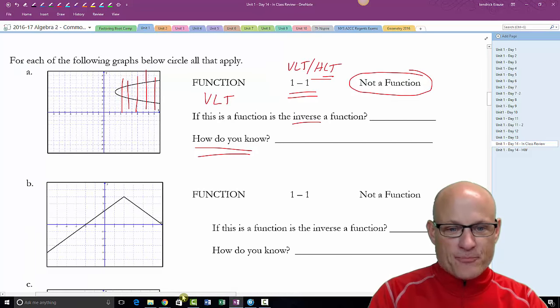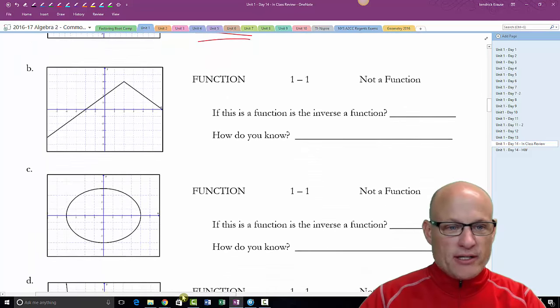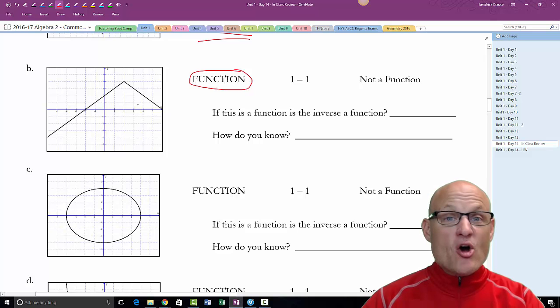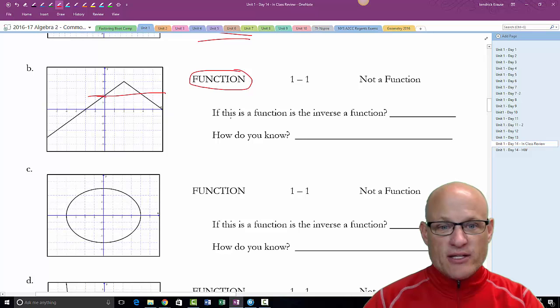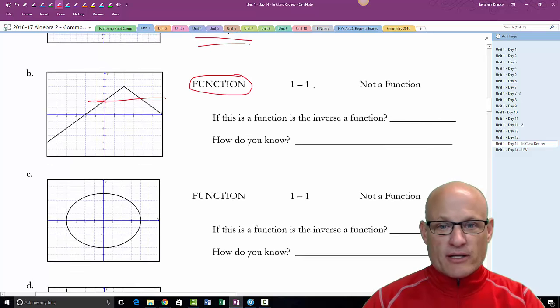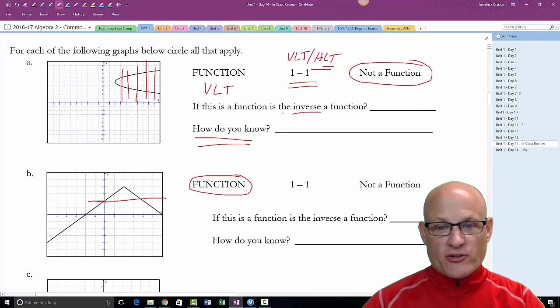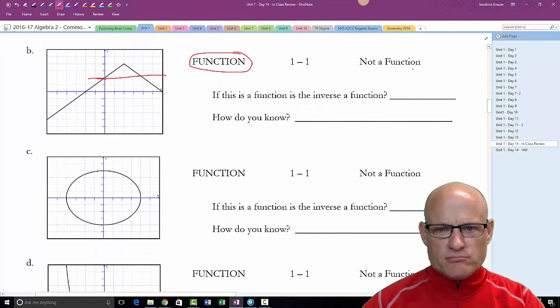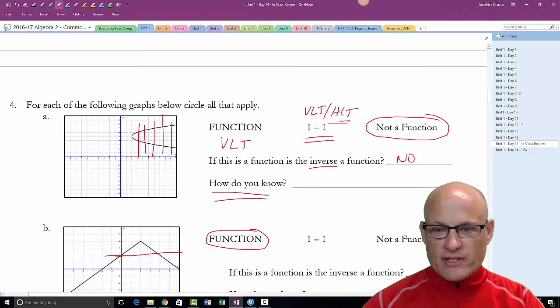So let's check the next one out. The next one is a function. Yes, it is a function. But more importantly, wait a second, is it a one-to-one function? It clearly passes the vertical line test, but it is not a one-to-one function because it fails the horizontal line test. Oh, go back to this. If the original function is not a function, clearly its inverse is not a function. No. You don't have to worry about that. Oh, I don't even have to answer that question. It's not even a function.